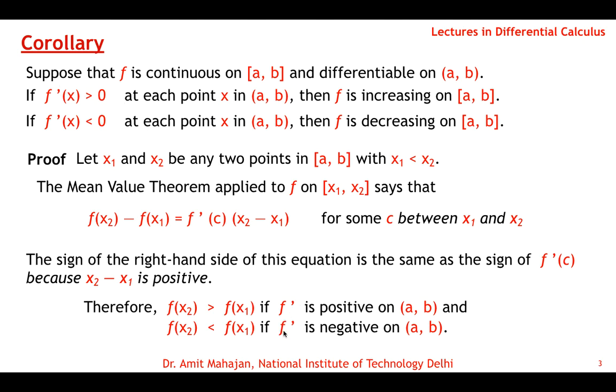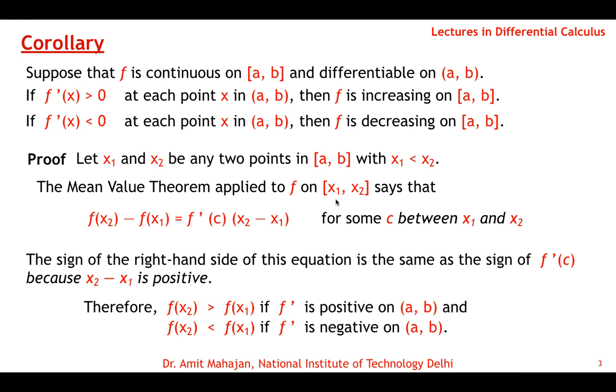Similarly, if the derivative is negative, then this right hand side is negative, which implies that f(x2) will be less than f(x1). So for x2 greater than x1, if f(x2) is less than f(x1), then the function is decreasing. So when the derivative is negative, the function is decreasing on [a,b]. That proves our first result, that we can check whether the function is increasing or decreasing by calculating the slope of the function in that interval.